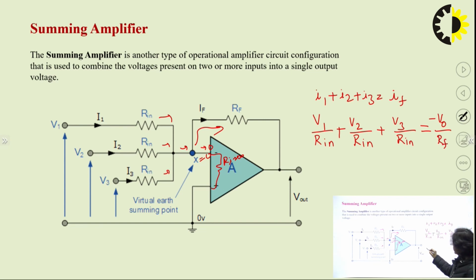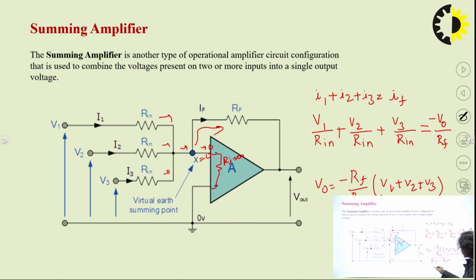So, we can say that V naught is equal to minus Rf by Rn times V1 plus V2 plus V3. So, this circuit adds all the values at the input. We can generate a summing amplifier for n number of inputs by just connecting the inputs at the inverting terminal, and we can adjust the gain by adjusting the value of Rf and Rn.